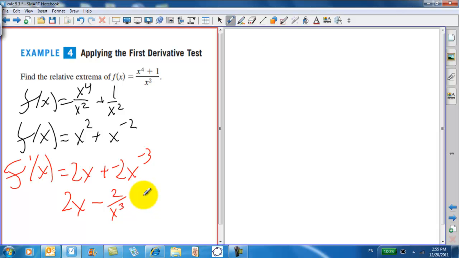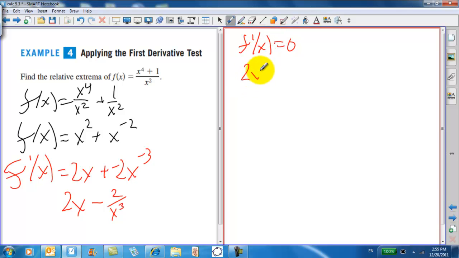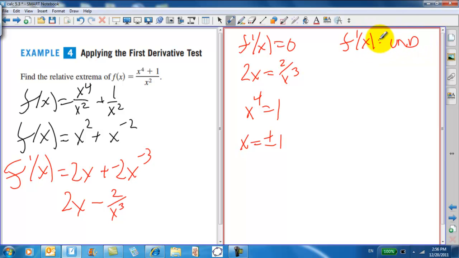And we can set that equal to 0 and undefined. Now, setting the derivative equal to 0, we get 2x equals 2 over x cubed, or x to the 4th equals 1, or x equals plus or minus 1. Setting the derivative undefined is going to occur when any of the denominators equals 0, and our one denominator is x cubed, so x equals 0 is also a critical number. Notice it's also where the original function is undefined as well, and it's a vertical asymptote in the original function.